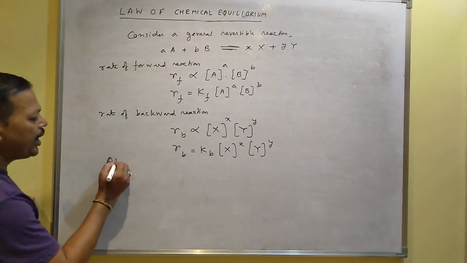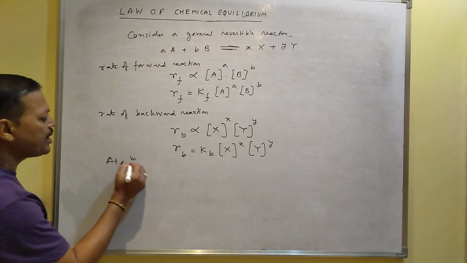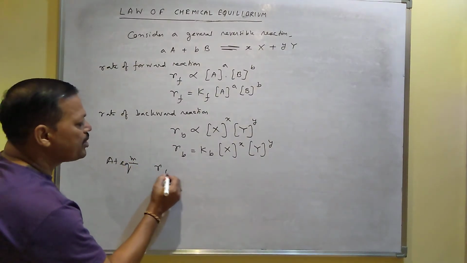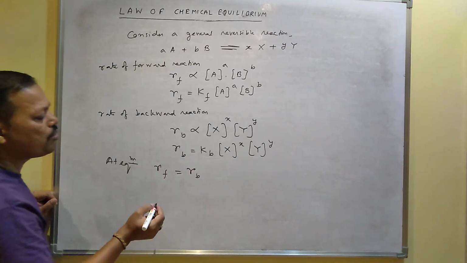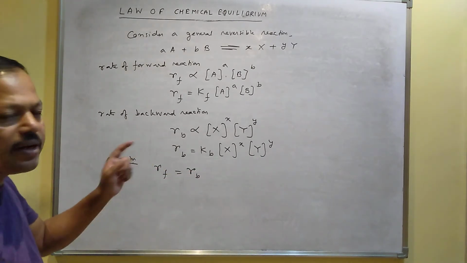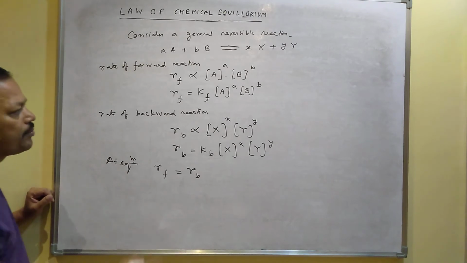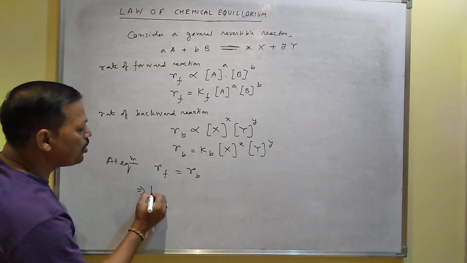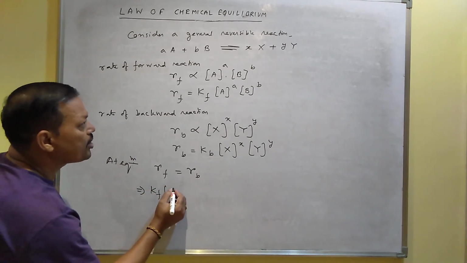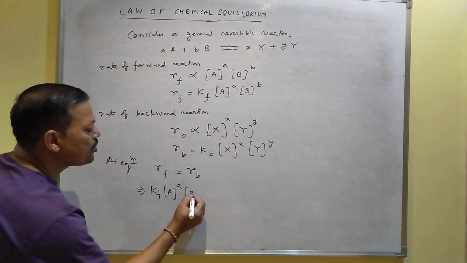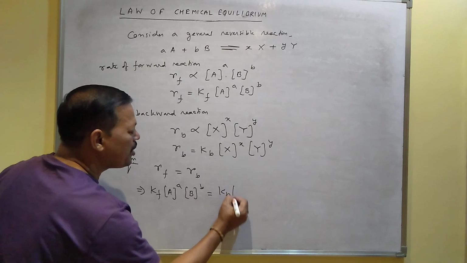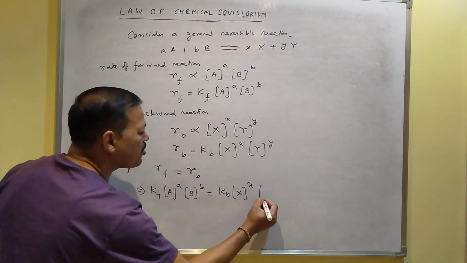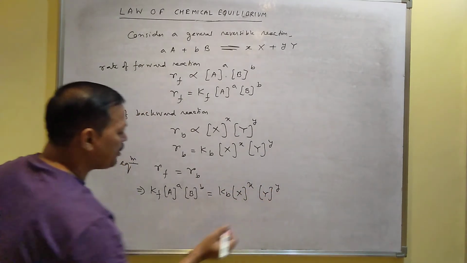Now you know, when the reaction is at equilibrium, the rate of the forward reaction becomes equal to the rate of the backward reaction. When the rate of forward becomes equal to the rate of backward reaction, then the reaction is said to be at equilibrium. So RF means Kf times concentration of A to the power a, concentration of B to the power b. This is equal to RB, which means Kb times concentration of X to the power x, concentration of Y to the power y.